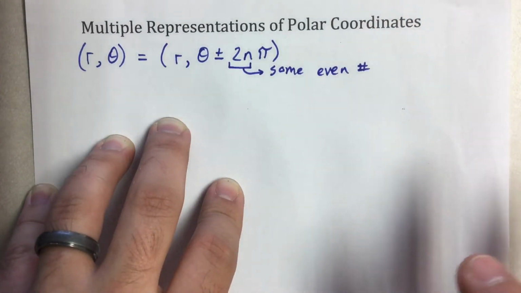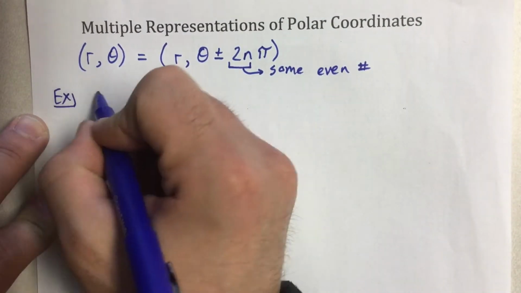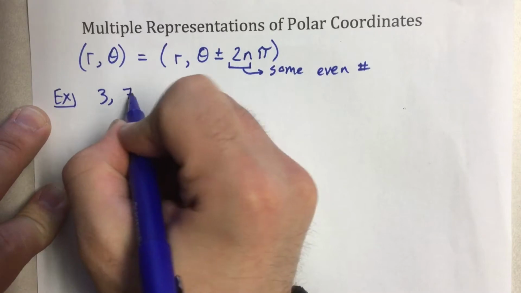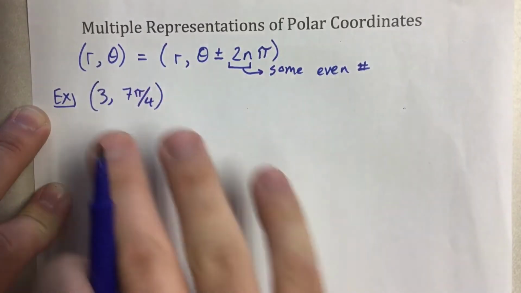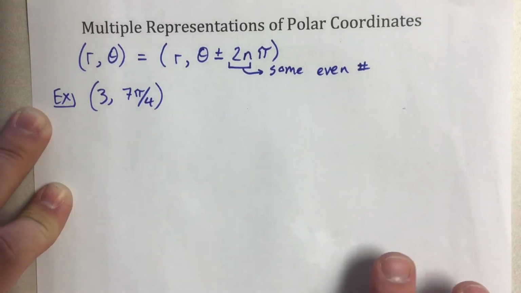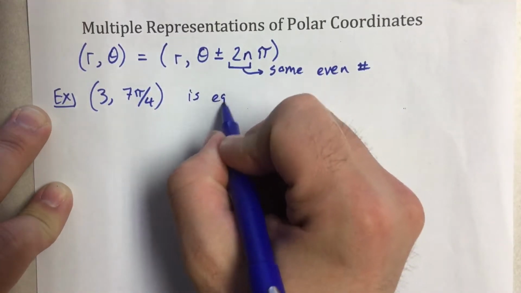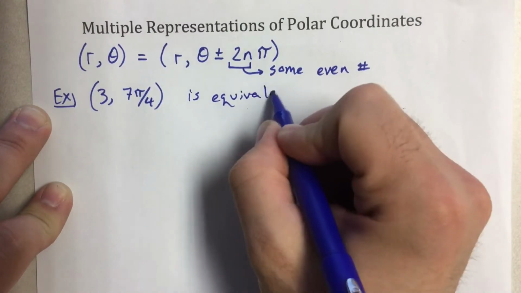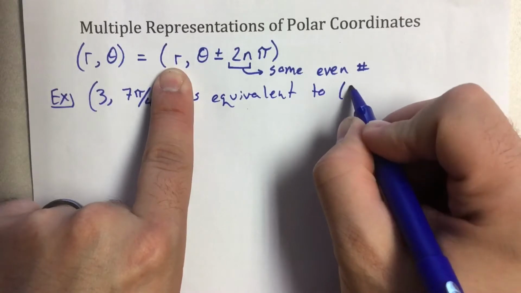All right. So let's imagine for a moment we have the point (3, 7π/4), and I wish to find another representation of that position. So we can say that this is equivalent to... All right, keep the same radius.